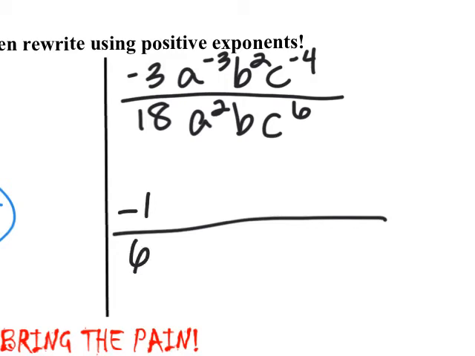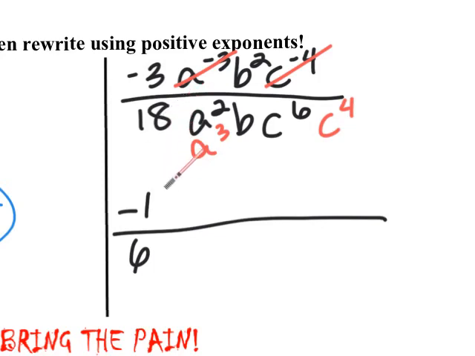Now, anything that's got a negative exponent is going to move, change locations, and become positive. So the first thing that's going to go is that a to the negative 3. B squared is fine, b is fine. C to the negative fourth is not okay. So it's going to move downstairs and become positive. Now you can just ask yourself the question, where do you have more A's, B's, and C's?